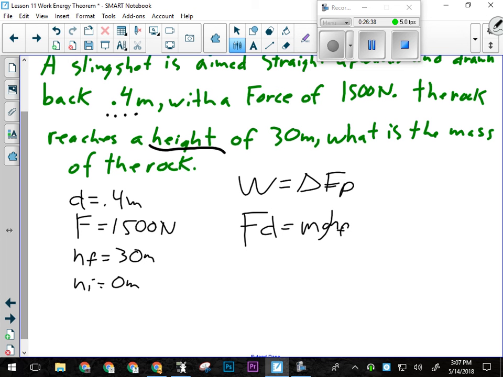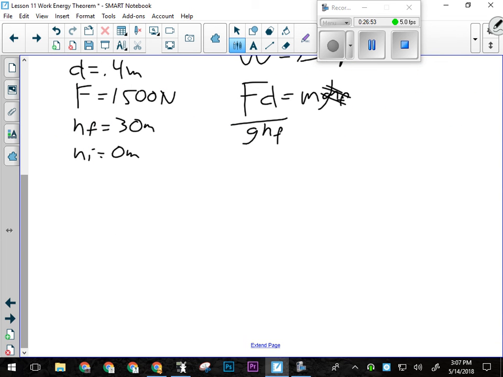So I'm looking for the mass of the rock. I'm looking for M. So what do I have to do with g and h final? Divide them over to the other side. That leaves me with M. Then I can plug in my numbers. So I'm going to have 1,500 times the distance, 0.4 meters, divided by 9.81 times 30 meters.